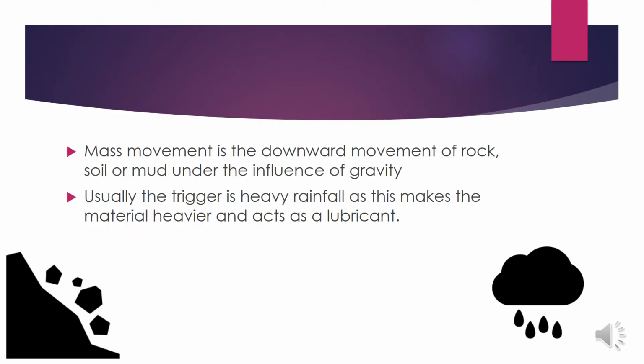Mass movement is the downslope movement of rock, soil or mud under the influence of gravity. The trigger is usually heavy rainfall. The water can be absorbed by the rocks or soil, making the material heavier, and it acts as a lubricant which reduces friction. A factor which influences the scale of movement is weathering. Typically, the more weathering that has taken place, the bigger the mass movement.